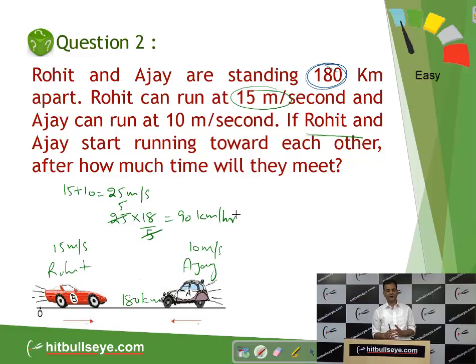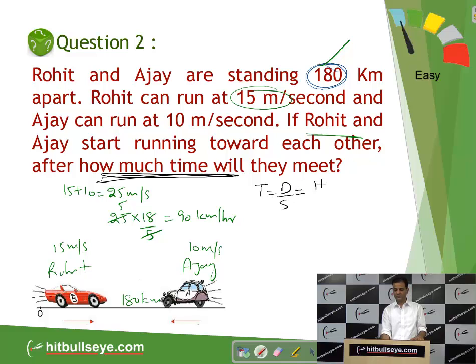What does it mean 90 km per hour? That in 1 hour both the bodies are moving 90 km. Both the bodies are covering 90 km. And how much distance they have to cover, students? 180. So what will be the time? Because again, examiner asking how much time. So time is equal to distance by speed. What is the distance? 180. And what is their relative speed? 90. That means in 2 hours they will cover 180 kilometer.